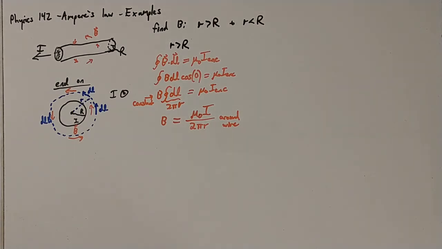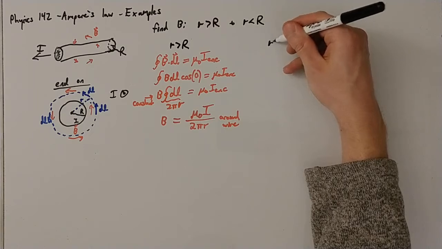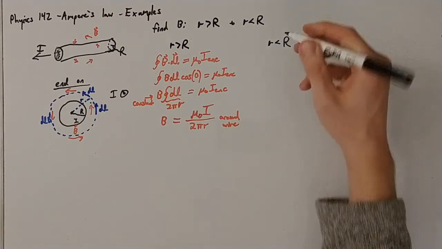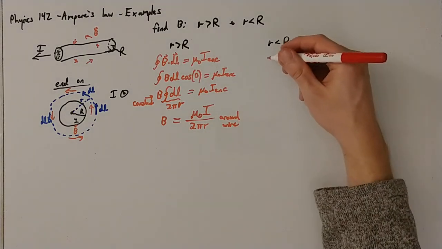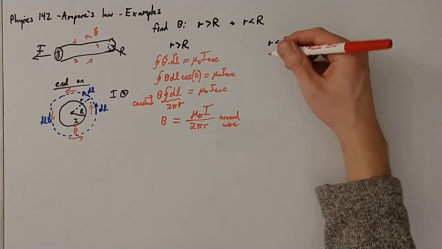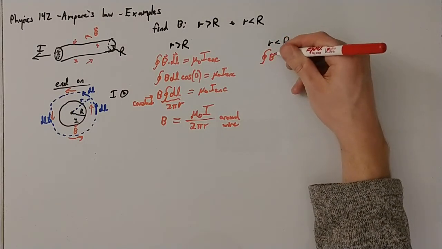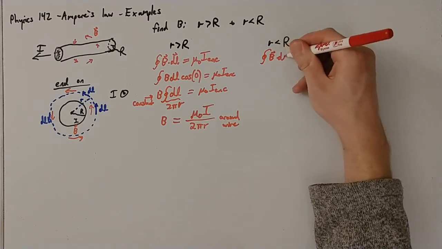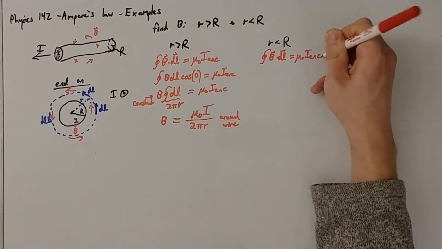All right, but what about inside the wire? That's where things maybe get a little bit more interesting. What if we want little r less than big R? What if we want to go inside the wire? How are we going to do that? Well, we're going to go through the same steps here. So again, we'll write down Ampere's law: the integral of B dot dl is going to be mu naught times I enclosed.